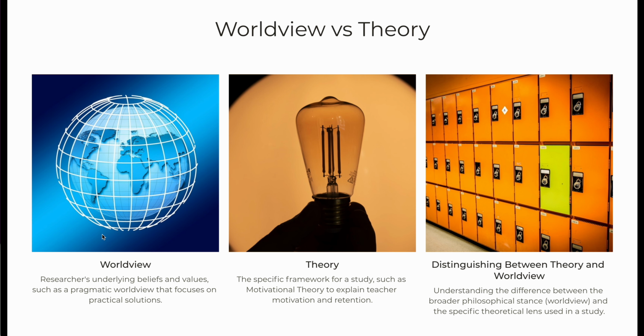There is a very big difference in your worldview versus your theory. So you can have a constructivist worldview, which typically means that you're aligned to a constructivist theory, but not necessarily always. So it's really important that a worldview is your underlying beliefs and values about something. It's your view of the world and how it works.